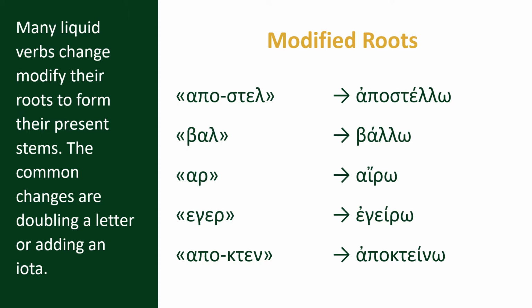So commonly, liquid verbs will modify their roots to form their present tense stems. The two most common modifications are doubling a letter or adding an iota. This is also a key diagnostic to help you distinguish the present and future forms of liquid verbs.